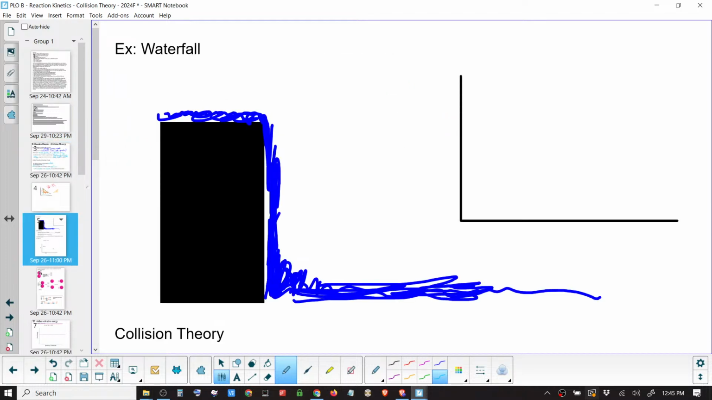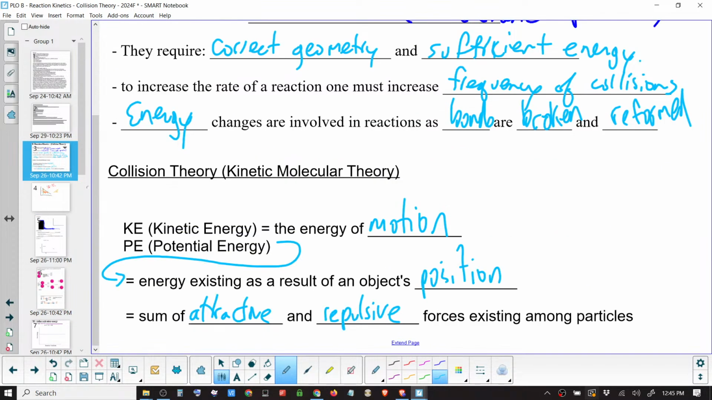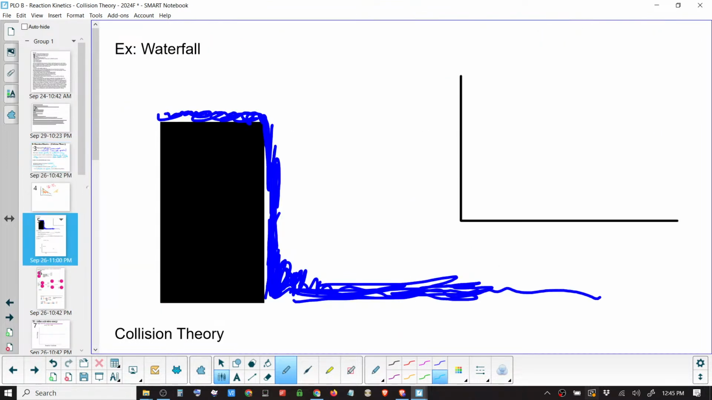But hold it. Didn't ask the question. Anybody not done? Good. Okay. It's the waterfall analogy. So we are... Let's see my drawing abilities.